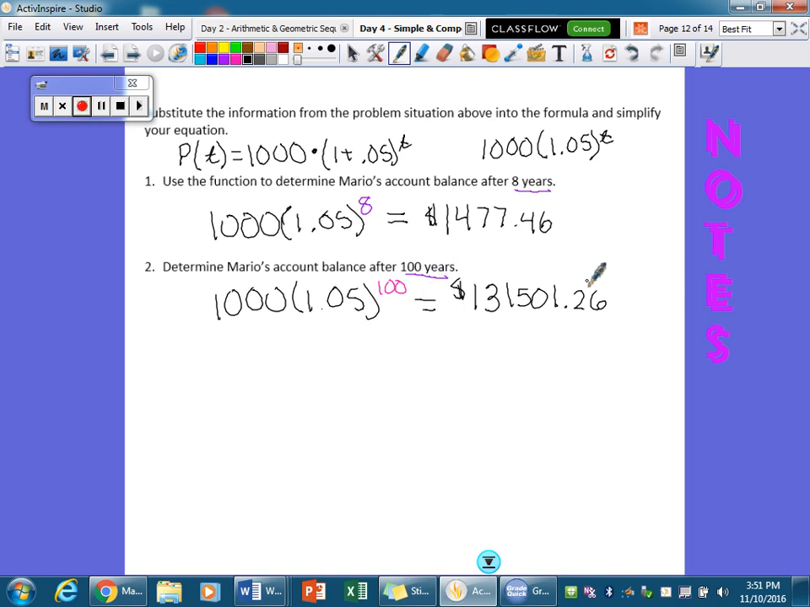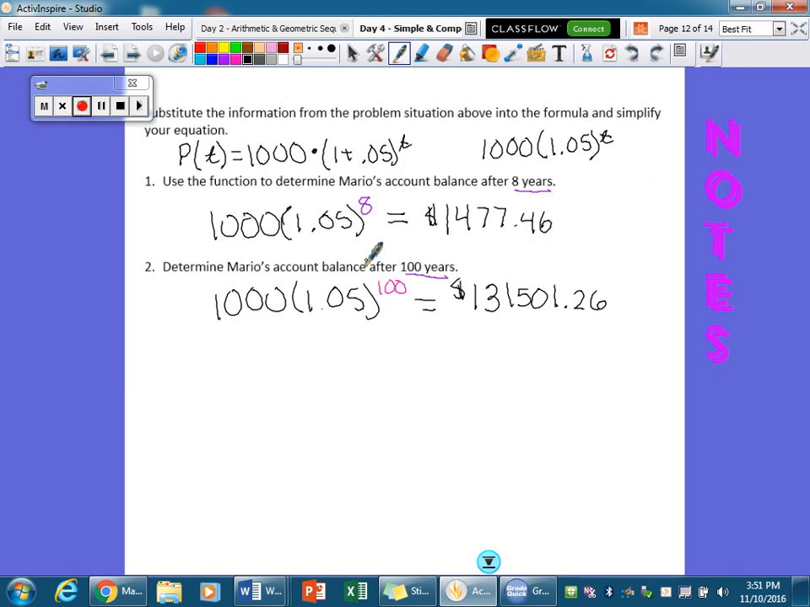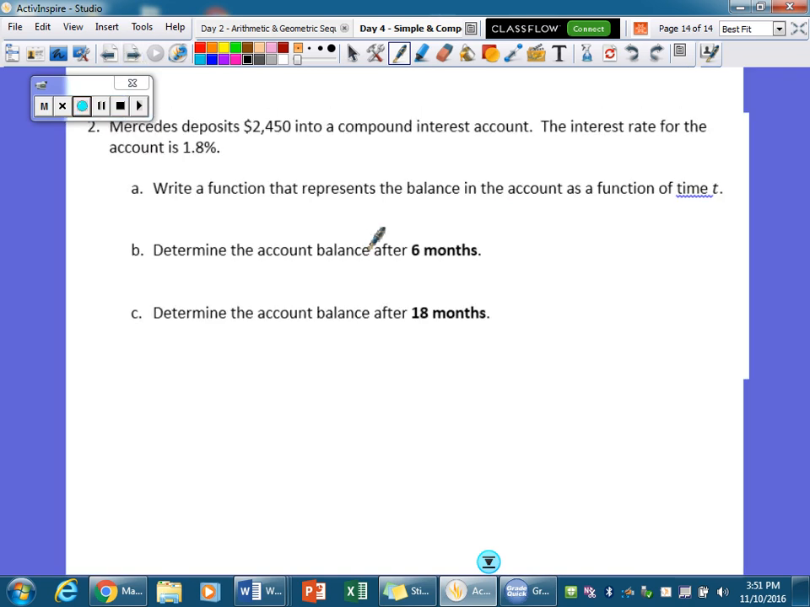Pretty exciting. Okay, so there are 2 more example problems after this. That's what you need to complete, and then you also need to complete your closure, and then we can give you your homework. I'm going to give you a little hint on this one. Can we look down here at question number 5 on your paper. It's Mercedes, and I highlighted these. These are 6 months and 18 months. Think about what 6 months is for your calendar.